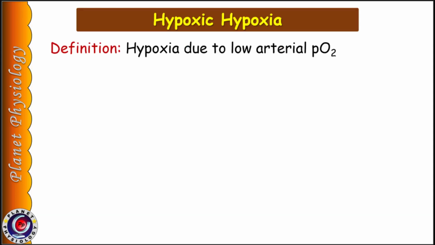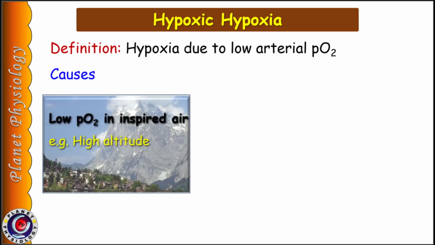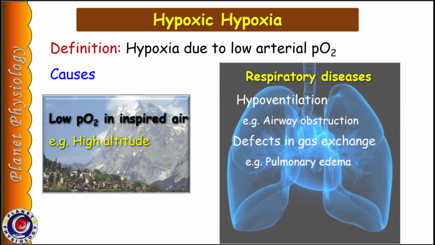The first is hypoxic hypoxia. It is hypoxia due to low arterial PO2. It is caused due to less PO2 in the inspired air itself, as in case of high altitude, or it may be due to various respiratory diseases where oxygen uptake by the blood is reduced.